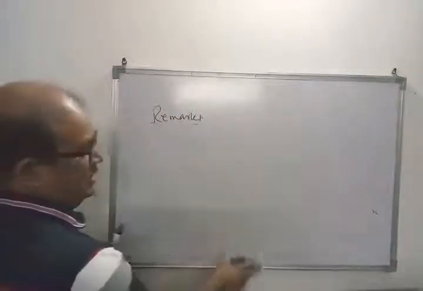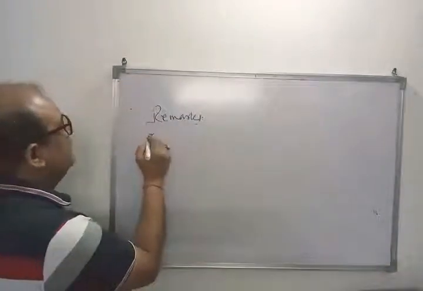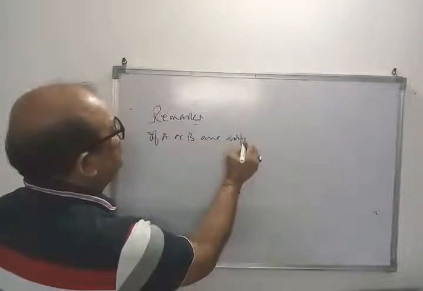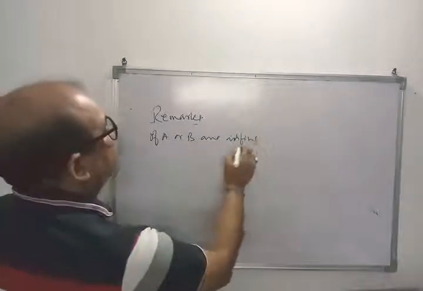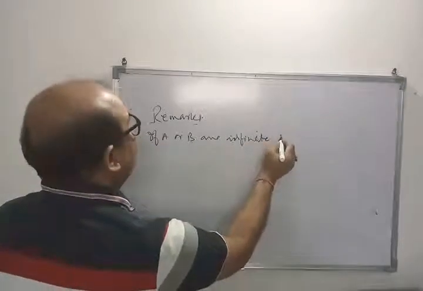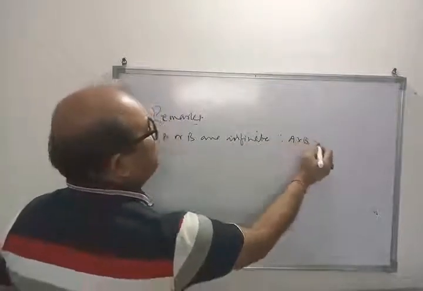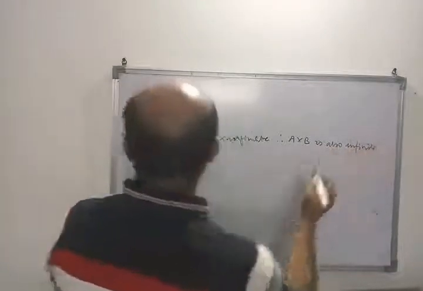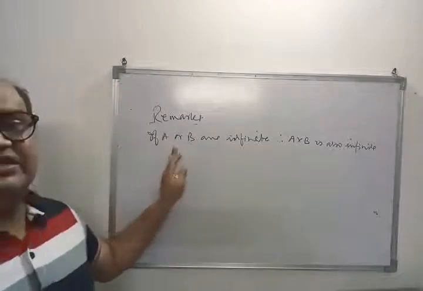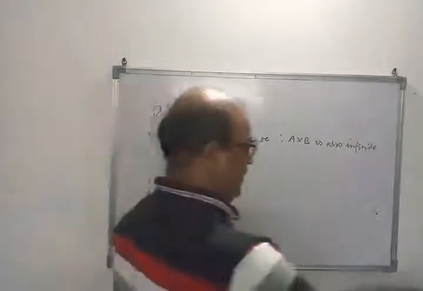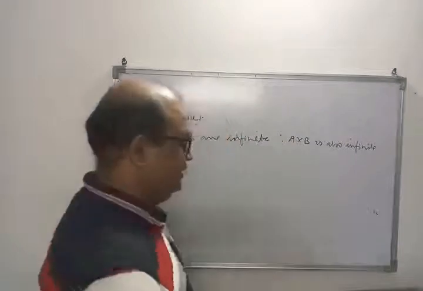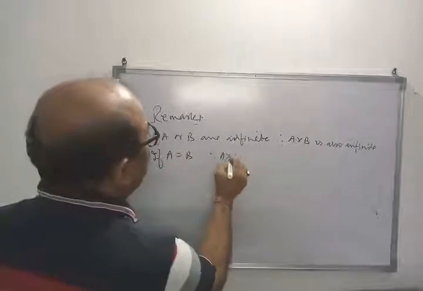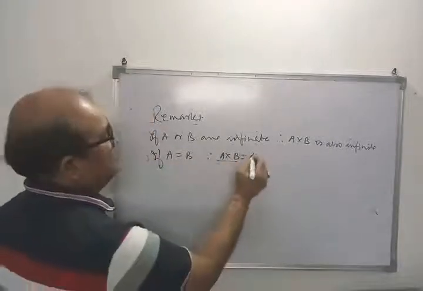Now, if either A or B is infinite, then the Cartesian product of A and B is also infinite. So if any one of the sets A or B is infinite, then the Cartesian product is also infinite. Now if set A equals set B, then the Cartesian product of A and B is A squared.